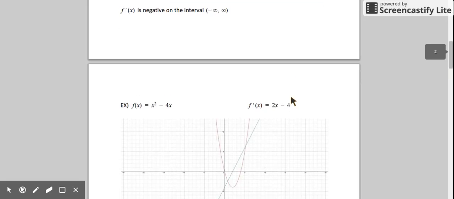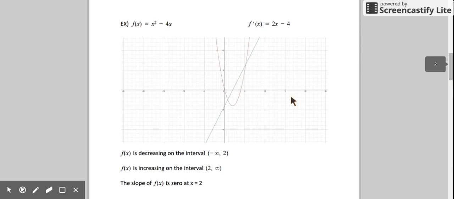Let's take a look at a slightly more complicated example. What if we have a quadratic? So now we've got the function x squared minus 4x. And we could find the slope at any point by finding the derivative of that function. So the derivative is going to be 2x minus 4. So the slope is going to be changing, but it's going to be changing in a linear fashion. So again, one degree less than a quadratic function is going to be a linear function. So the derivative graph of a quadratic function is going to be a linear function.